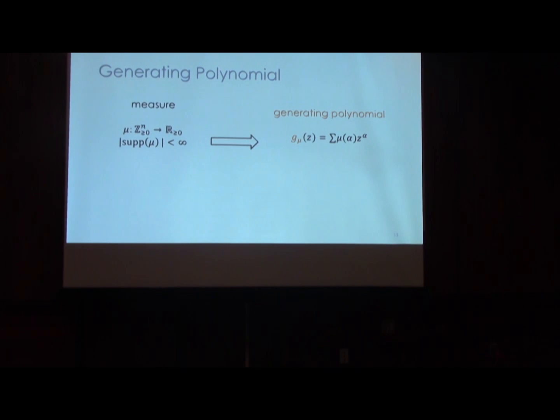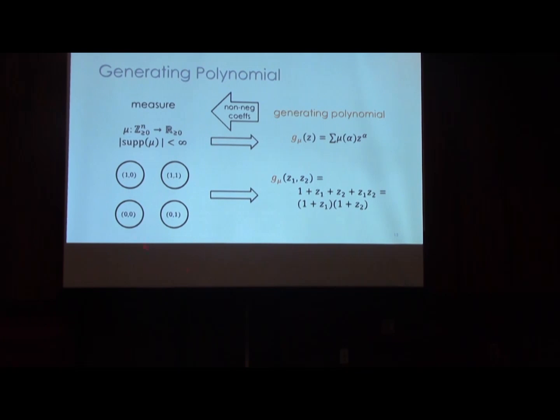Pretty easy. Okay. So if you have a polynomial which has non-negative coefficients, you can also extract a measure from it. Right? So these two are equivalent in some sense. So here's a measure. Let's say that my measure is assigning a value of 1 to all of these 4 points. Okay. The polynomial I get would be 1 for this point, z1 for this point, z2 for this one, and z1 z2 for this one. Okay. That would be the polynomial. I can also factorize it in this way.